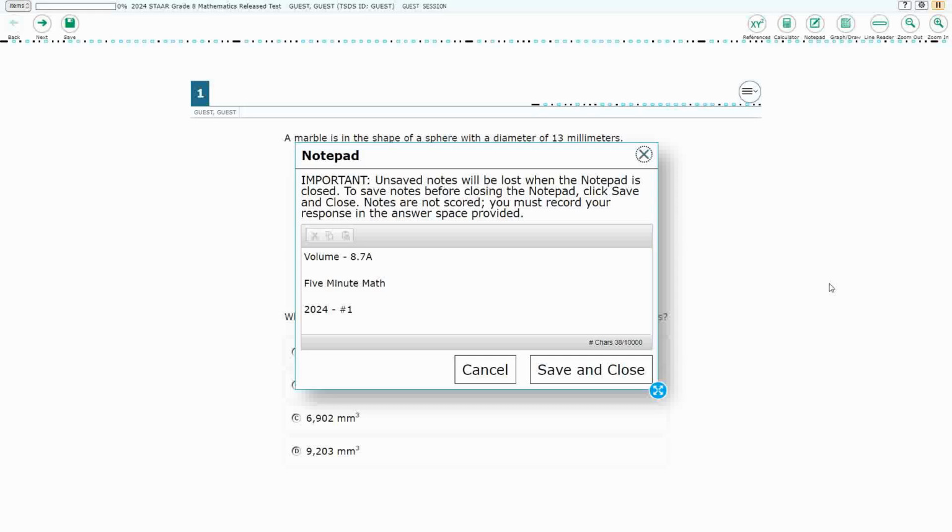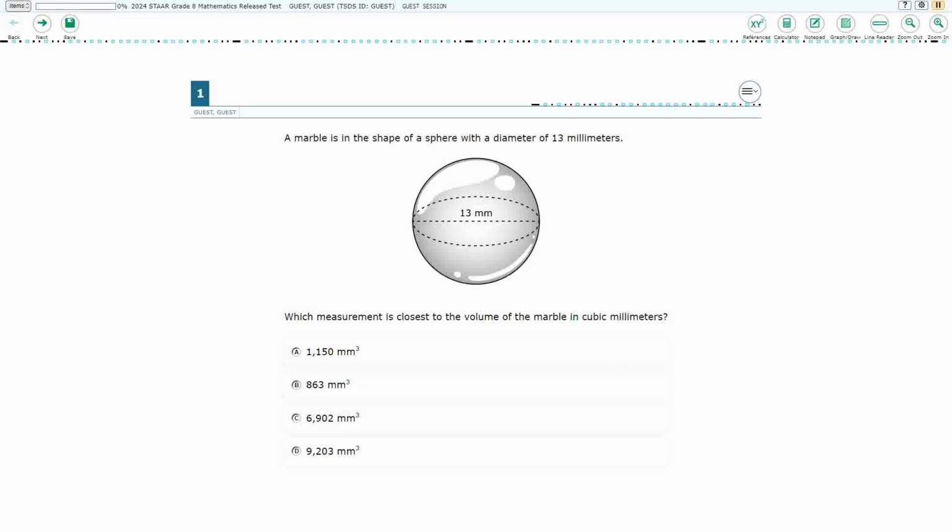Today we are looking at the 8th grade concept of volume. This is standard 8.7a in the great state of Texas, and we are using item number 1 of the 2024 released STAAR test. If you haven't done so already, please go ahead and take a moment to pause the video, work this problem out on your own, unpause it, and we will look at our answers together.